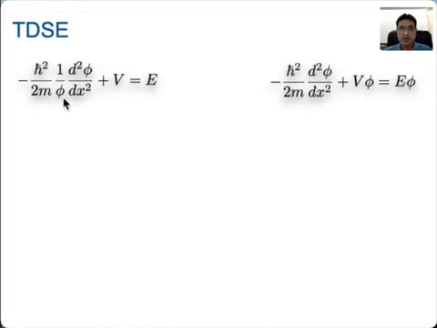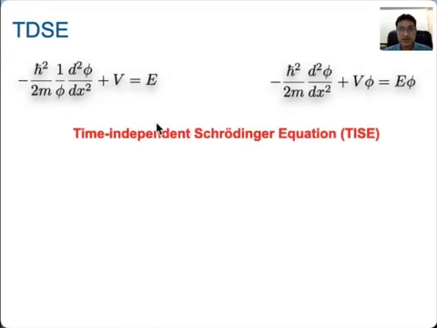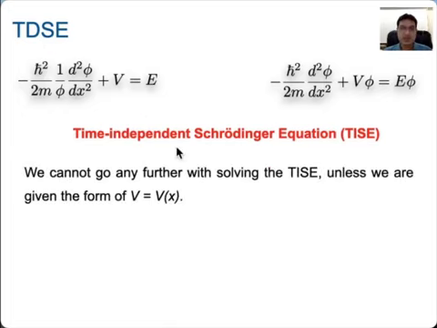Okay, now what we can do, we can take this phi. So here you will get phi, here you will get phi. Okay, and this is what we call the time independent Schrodinger equation, because there is no involvement of time, and we have already assumed that your potential is time independent. So this is time independent. So what we have done, we have simplified our time dependent Schrodinger equation into the time independent Schrodinger equation.